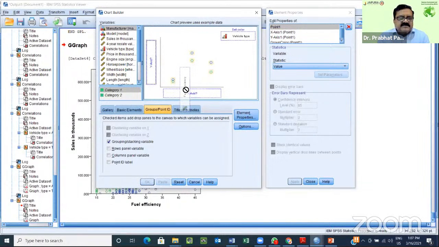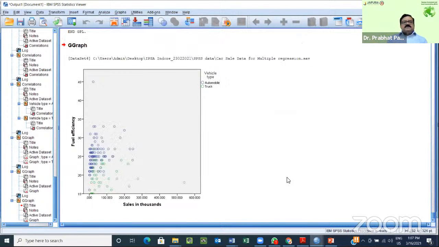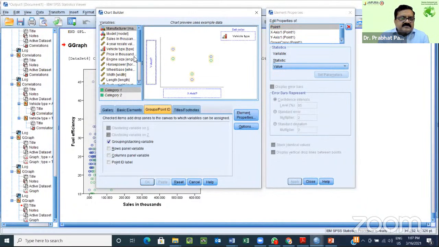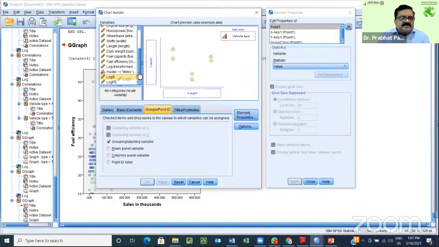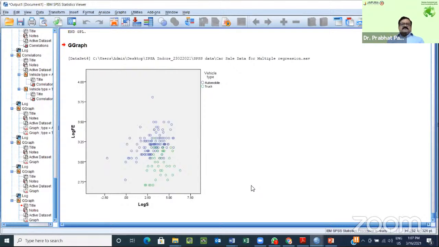So I'm taking this fuel efficiency here. Sales this side. So it's giving you a nice idea about how the stacking has taken place. So one is blue, another is green. And you can see the greens are on one side, the blues are on the other side. If you take this log data, this will again give you a much better idea. So log sales and log fuel efficiency. Yeah, so this gives us a much better idea about how the stacking has taken place. So greens are on this one side, the blues are on the other side.